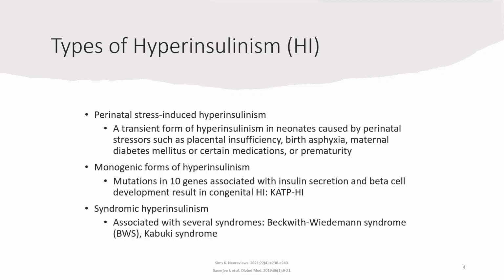The second type is monogenic form of hyperinsulinism, which is essentially mutations that can happen in genes that are associated with insulin secretion and beta cell development. And lastly, it's syndromic hyperinsulinism, which is several overgrowth syndromes that are associated with HI. And the most common one is Beckwith-Wiedemann syndrome, or BWS for short. It can cause hemihypertrophy in infants and children. And the second most common one is Kabuki syndrome, which is associated with facial dysmorphism.